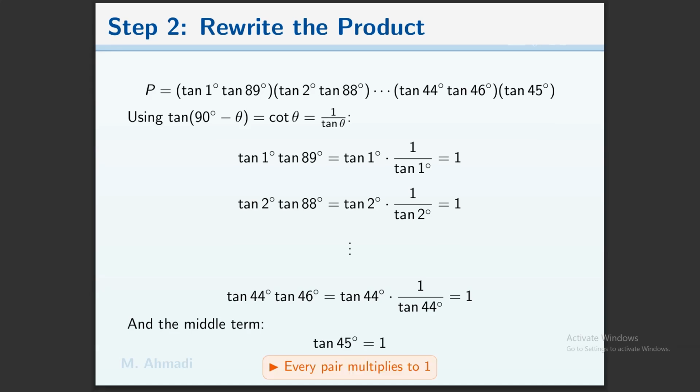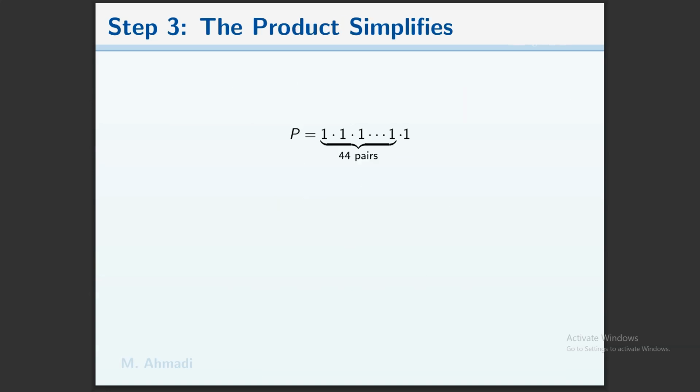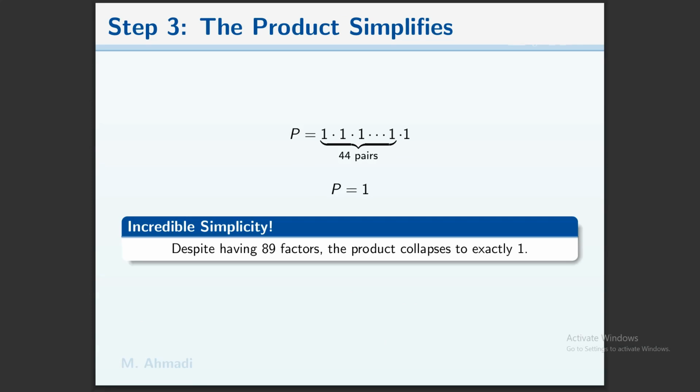Finally, every pair multiplies to 1. So we can write that the product of the expression is 1 multiplied by 1 multiplied by 1, and so on, through the 44 pairs, multiplied by 1. And finally, the final result is 1. Despite having 89 factors, the product collapses to exactly 1. No complicated formula needed. It is very simple.